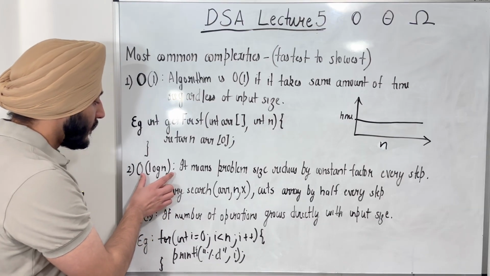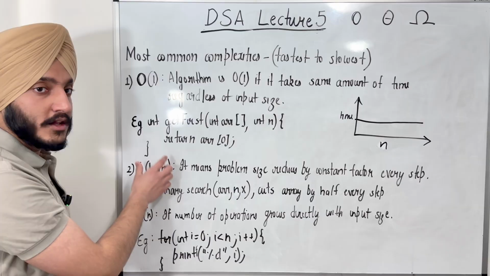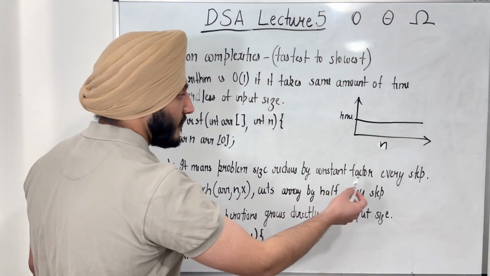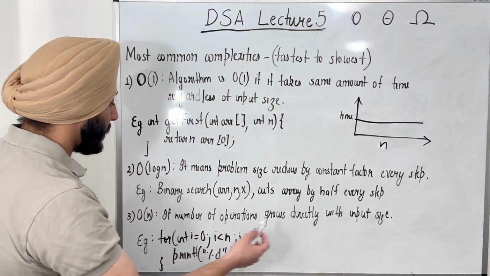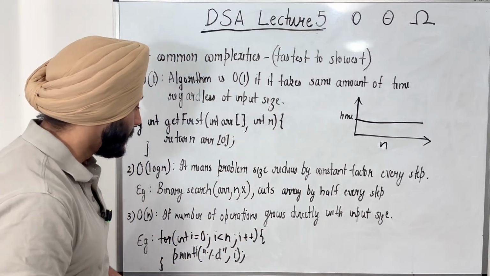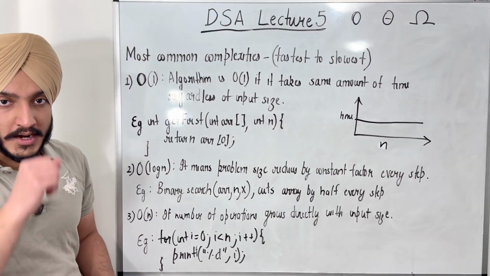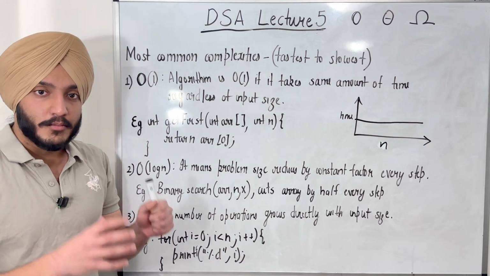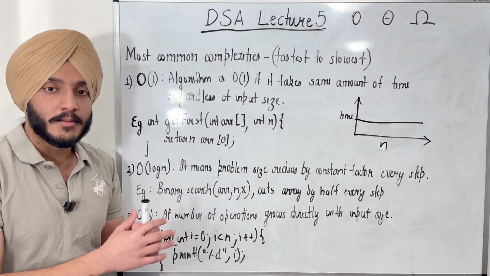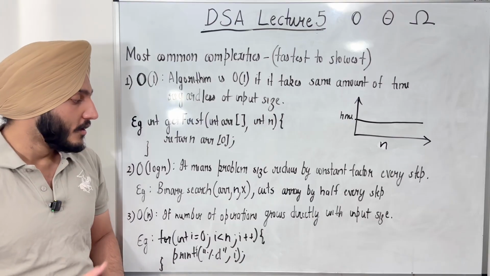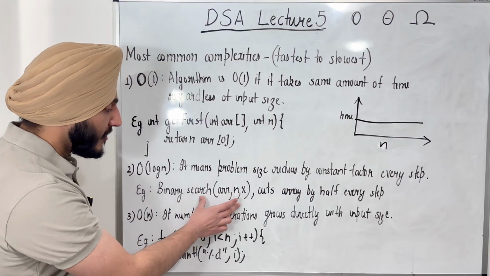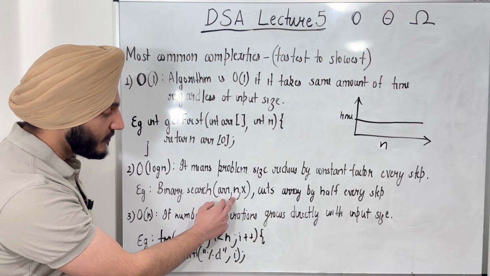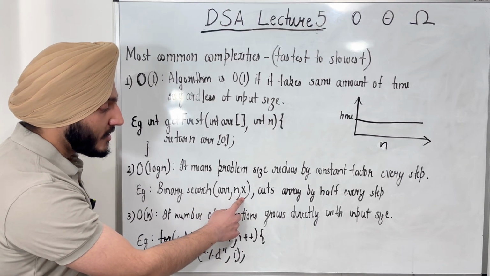The second one is O(log n). This is slower than O(1), constant time. It means the problem size reduces by a constant factor every step. An example is binary search. This is very important to understand. Whatever the input size is, our problem reduces it by some constant factor. I've given this example here: binary search, where the arguments are the array, the input size n, and the value x that I'm trying to find.